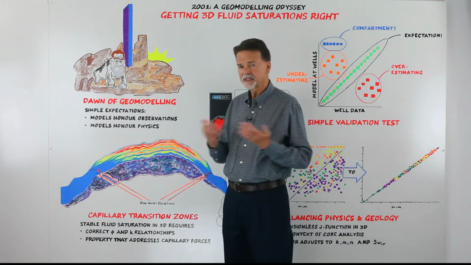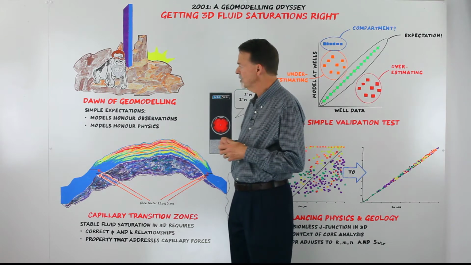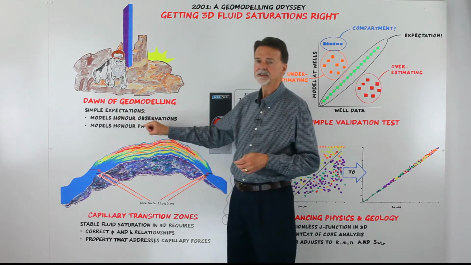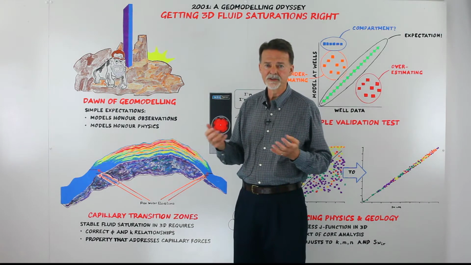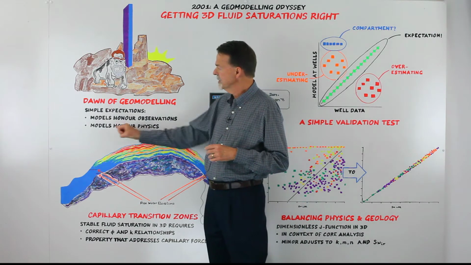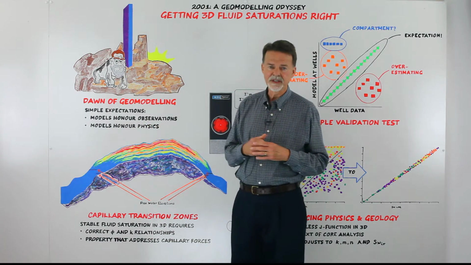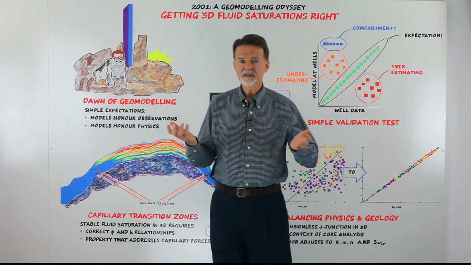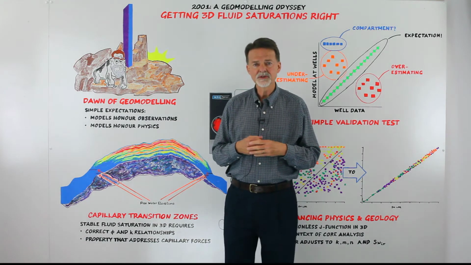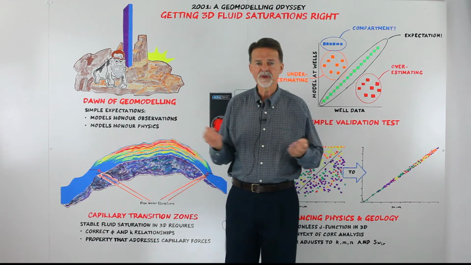And when we started to put together geomodels, we had some simple expectations. One was that our models were going to honor our observations, and the main observations were the well data, the well logs. Another was that our models should honor the physics. So when it comes to porosity, there is no physics. So people tend to use just geostats for porosity.